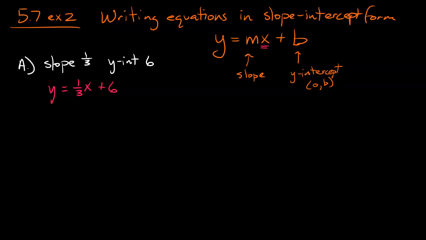So once you figure out the slope, which is m, and the y-intercept, which is 6, that's b, you put those two numbers in their correct spots. And then that would be your answer. That was good.